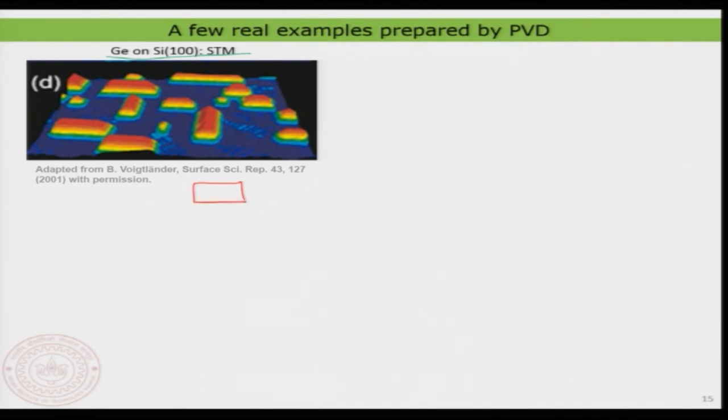So that means these particular islands are majorly controlled by the so-called germanium-silicon interaction. That means the adsorbate-surface interaction, or you can call it the E inter, is actually controlling this.